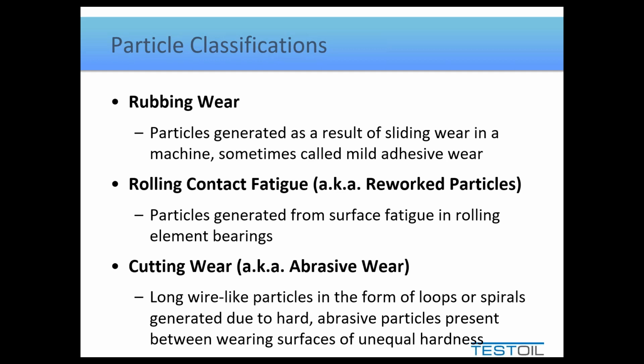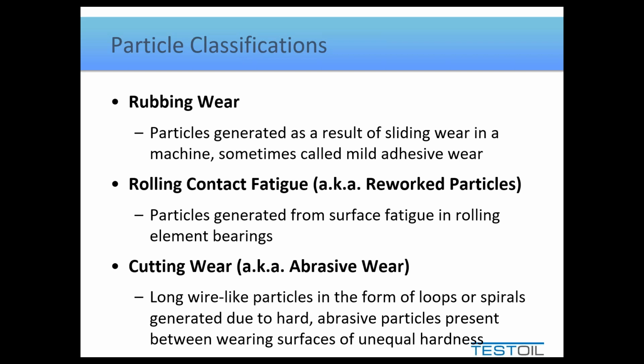Of all these categories, and you're going to see about a dozen of them, the first two, rubbing wear and rolling contact fatigue, are the only two that could ever be considered normal. This is the type of wear material you might see under normal conditions. The only qualification is that typically if it's normal, it's small, it's under 5 microns.